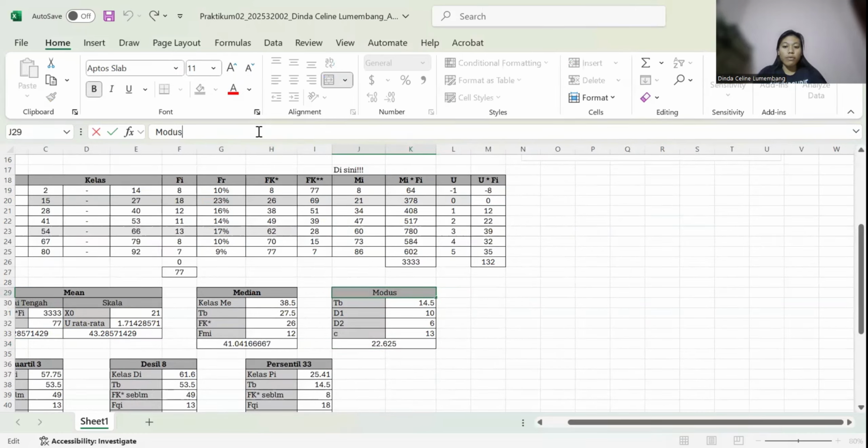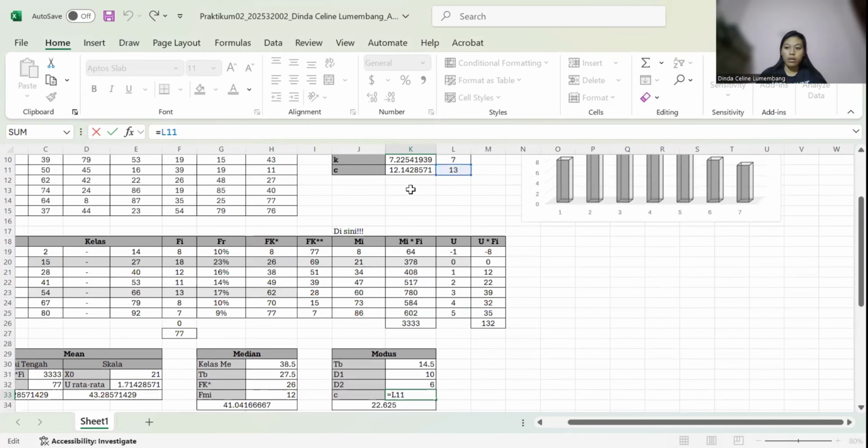Then to get the mode value, the first thing to do is determine the value of the lower edge, D1 and D2. The lower edge value is obtained from the lower class, whose value is parallel to 0, which is in the step deviation column, then the value is reduced by 0.5. For D1, this is obtained from the difference in frequency between the modal class and the previous class. And for the D2, this is obtained from the difference in frequency between the modal class and the class after it. And value of C, which is the class width.